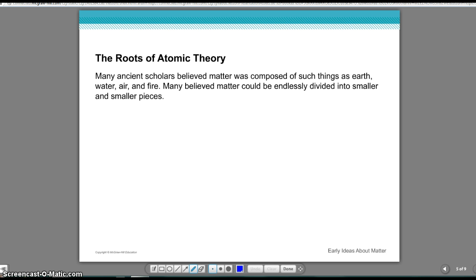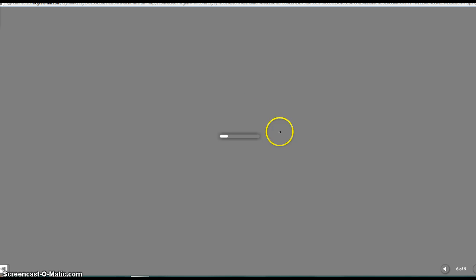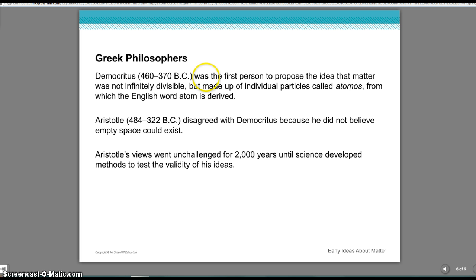But there were some that actually got into what an atom is. And if we take a look at two of the early Greeks, Democritus and Aristotle, they both kind of had contradicting views. So Democritus was really the first person to propose the idea that matter was not infinitely divisible, meaning there was the smallest thing, and he called those small particles atoms.